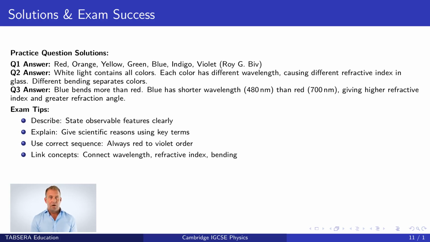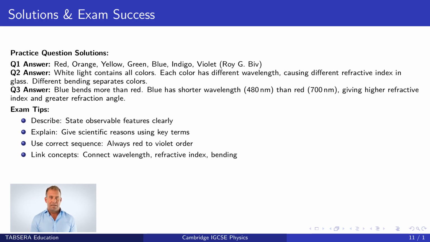For question 2, white light contains all colors mixed together. Each color has a different wavelength, which causes a different refractive index in glass. This different refractive index causes different amounts of bending, which separates the colors spatially to form the spectrum. For question 3, blue light bends more than red light. Blue has shorter wavelength at 480 nanometers compared to red at 700 nanometers. Shorter wavelength gives higher refractive index in glass, which causes a greater refraction angle according to Snell's law.